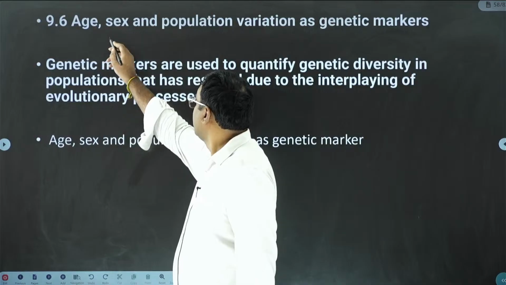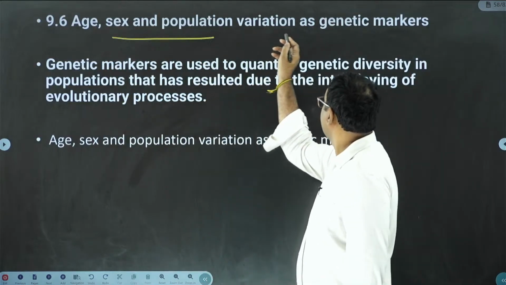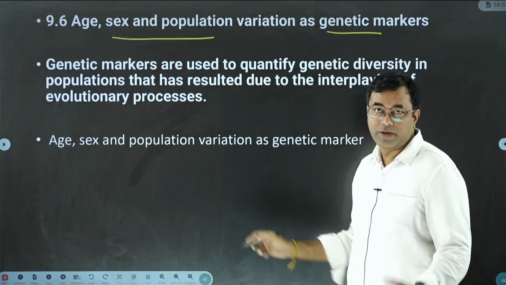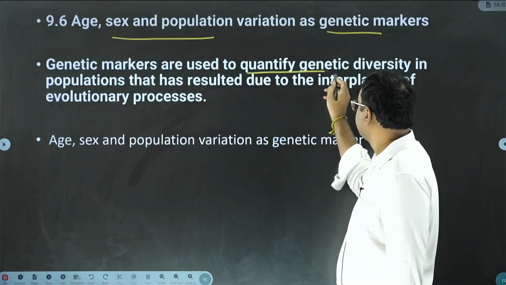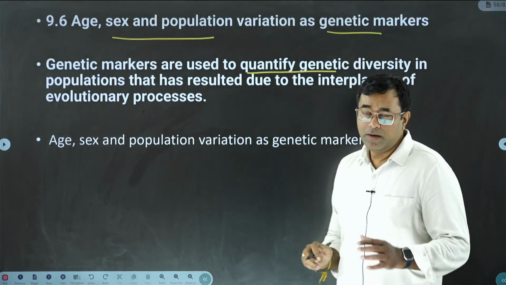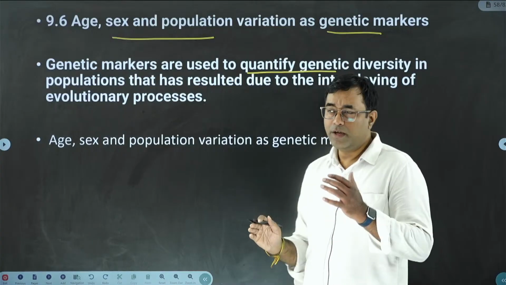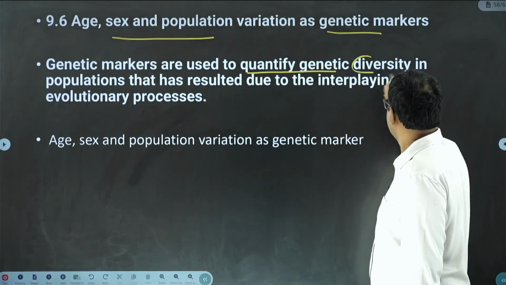Next one is about age, sex, population variations as genetic markers. So you can see here genetic markers are like the people in any of the society has huge diversity. Okay, so diversity.